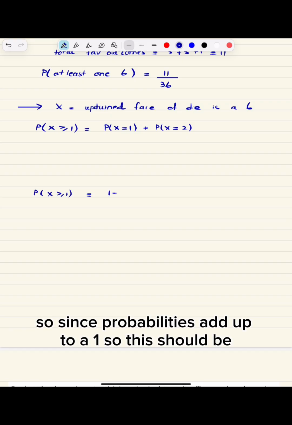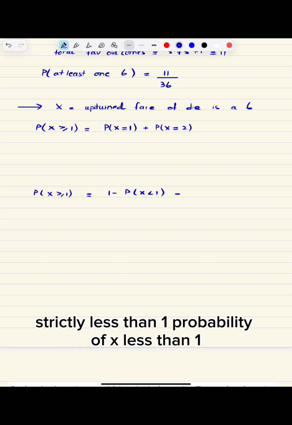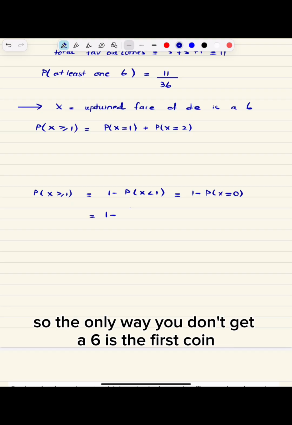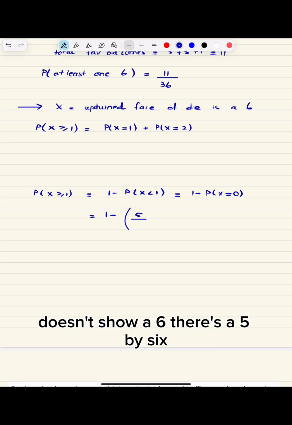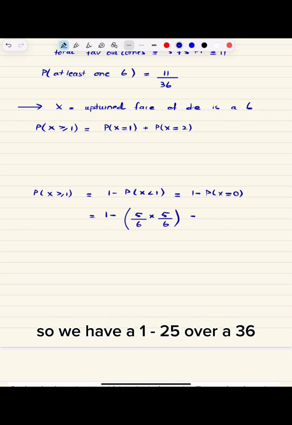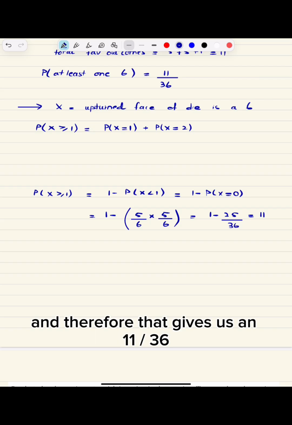Since probabilities add up to 1, this should be 1 minus the probability of X less than 1. There's only one option that you get no 6. The only way you don't get a 6 is the first die doesn't show a 6, a 5 by 6 chance of that happening, and the second one also doesn't show a 6. So we have 1 minus 25 over 36, and therefore that gives us 11 divided by 36.